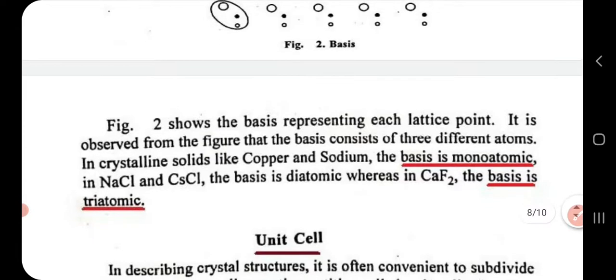If the basis has only one atom, then you call it monatomic. Examples are copper and sodium. If it has two atoms, it is diatomic. Examples are sodium chloride and cesium chloride. If the basis is associated with three atoms, then it is triatomic. Example, calcium fluoride.